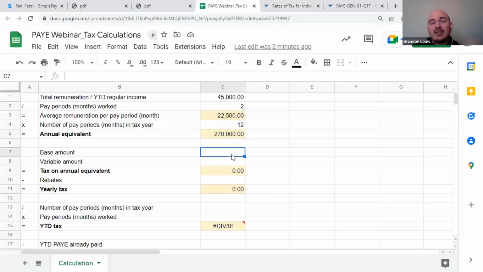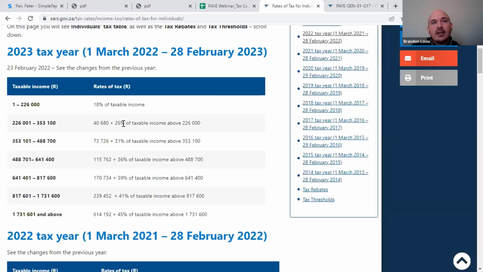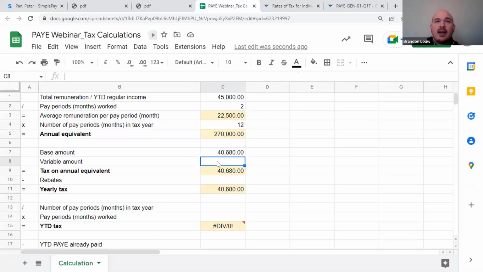I've just labeled that as the base amount for lack of a better term. So 40,680 is my base amount. And then we've got a variable amount, which is 26% of the taxable income above 226,000. In order to determine the amount above 226,000, I'm going to say equals 270,000 minus my 226,000. Then we multiply that by 26%, and that gives me 11,440. When I add the two together, that gives me the total tax on the annual equivalent of 52,120.